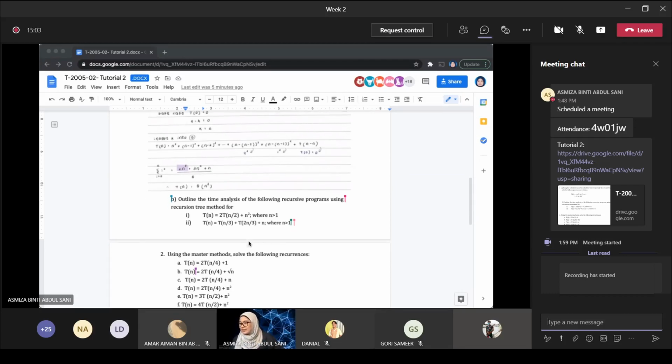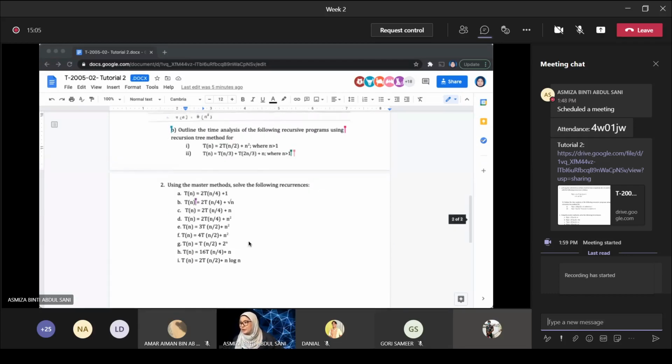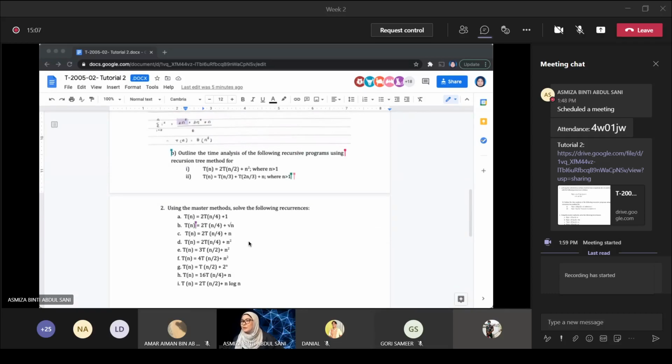Okay, so let's look at B. For B, we need to do the recursion tree for this relation. T(n) equals 2T(n/2) plus n squared. Can I have somebody share the answer?